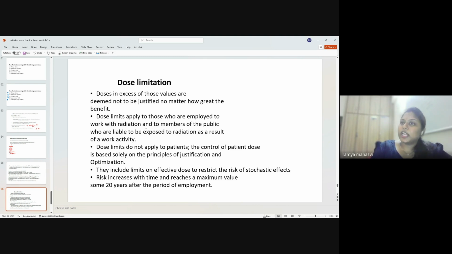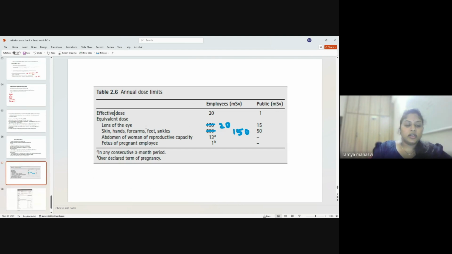Risk increases with time and reaches a maximum value somewhere 20 years after the period of employment. So these are all the things that we have to discuss. The effective dose for an employee is 20, whereas for the public it is 1 millisievert. This is very, very important. It was given like this earlier, but the new guidelines have said that for the lens of the eye, it is 20 millisieverts for employees and 15 for the public.